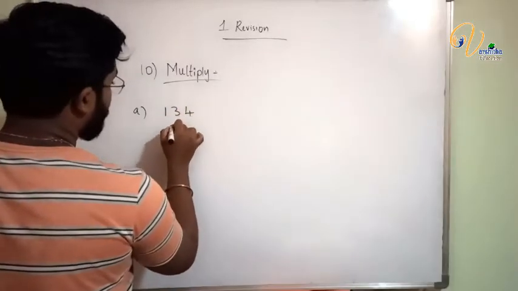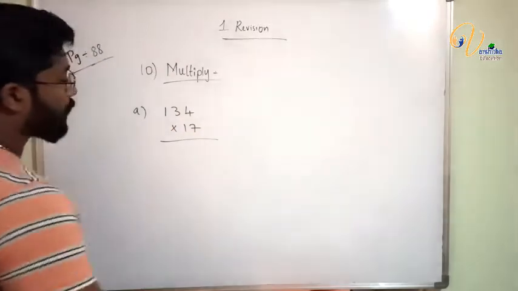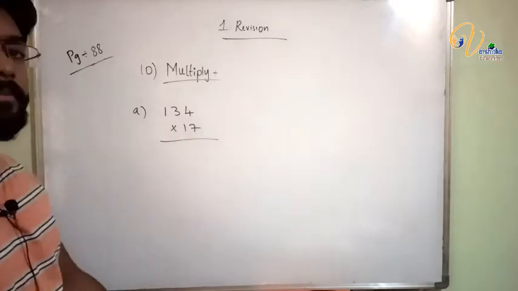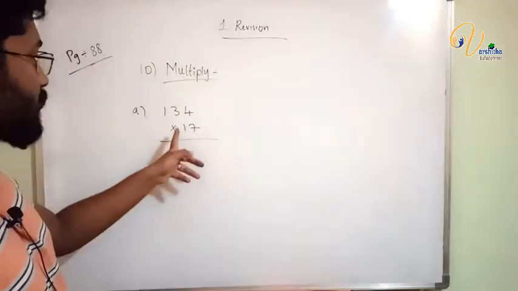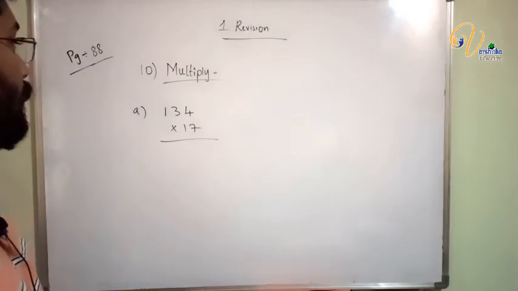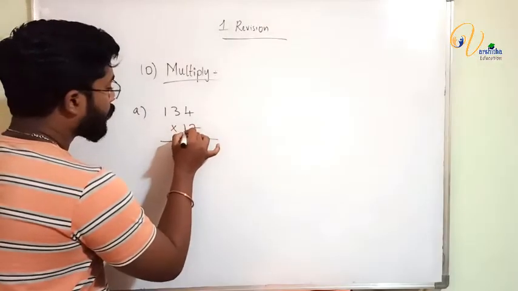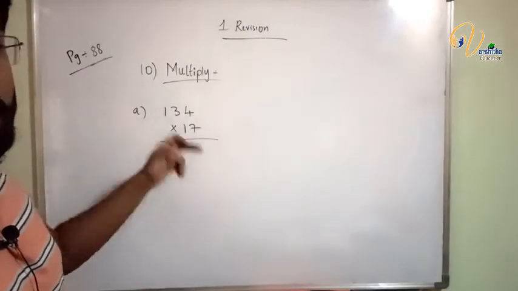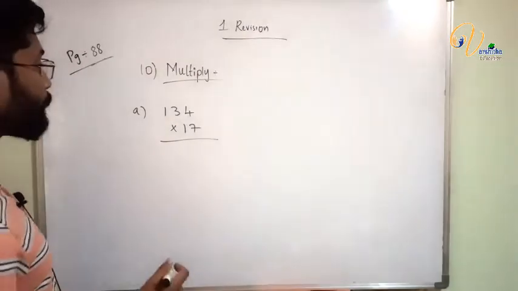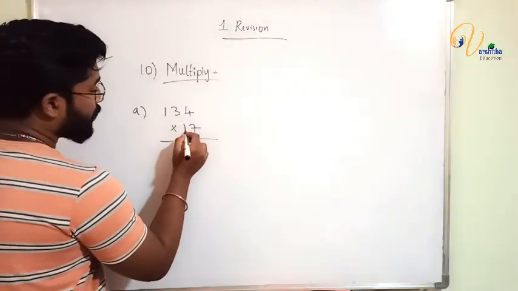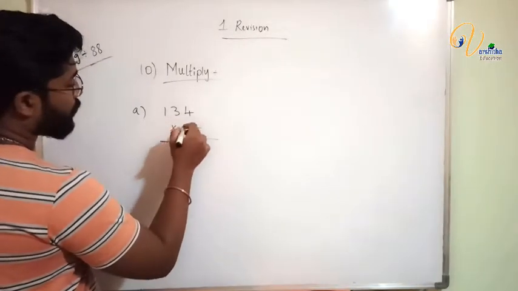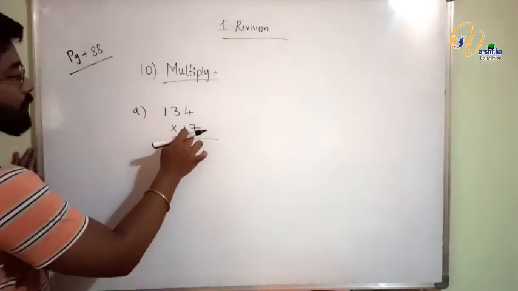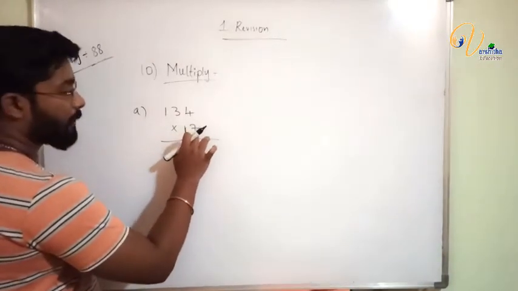134 into 17. Okay. If you know the 17 table, you can do it directly. But most people will not remember the 17 table. If you don't know that table also, you can do it directly. First you have to do with 7, then you have to do with 1. No need to worry. But try to remember the 17 table. If you don't remember also, it's okay if you are perfect with the multiplication.